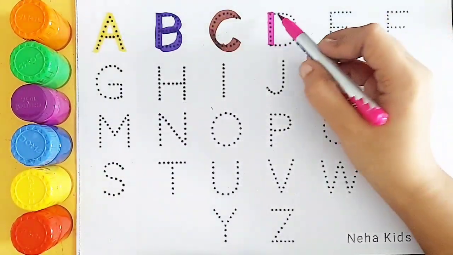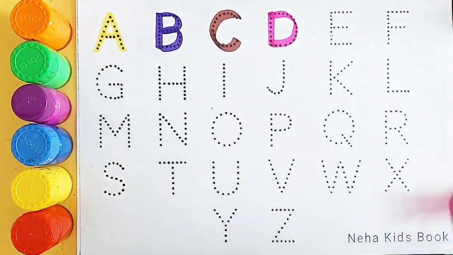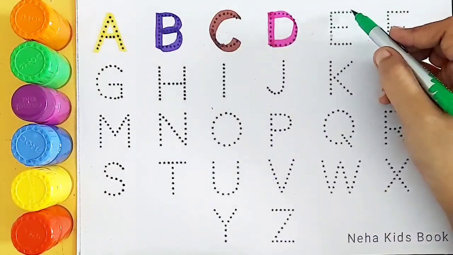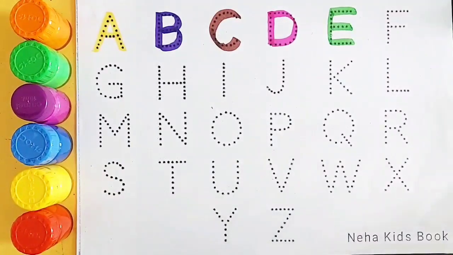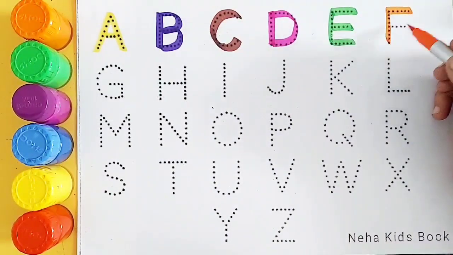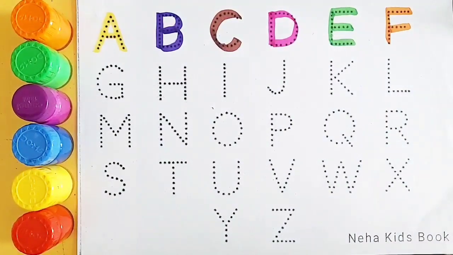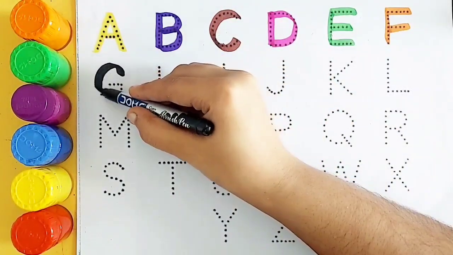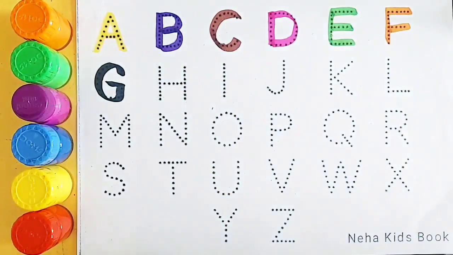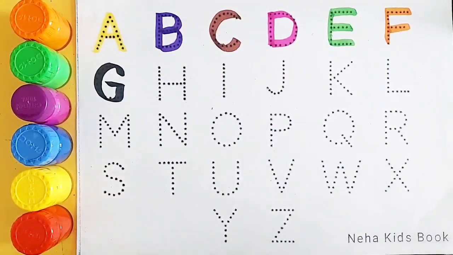Pink color. D. D for dolphin. Light green color. E. E for elephant. Orange color. F. F for fish. Black color. G. G for grapes.